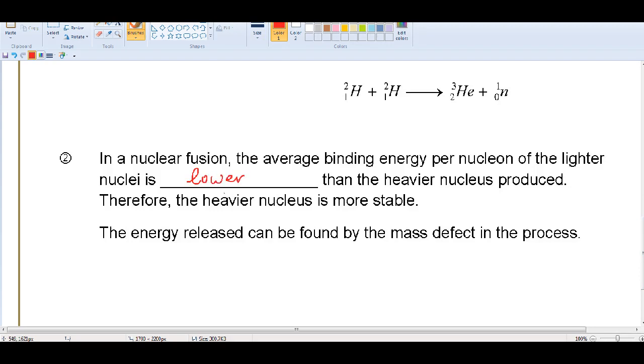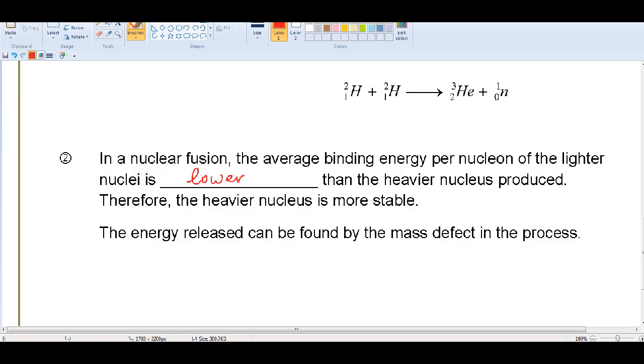Okay, the average binding energy per nucleon of the lighter nuclei is lower, so that's why they want to become more stable. They want to form a heavier nucleus. Unlike fission, where the heavy nucleus tends to become smaller so that the binding energy becomes higher, this time the lighter nuclei try to become bigger, so they will have higher binding energy per nucleon.